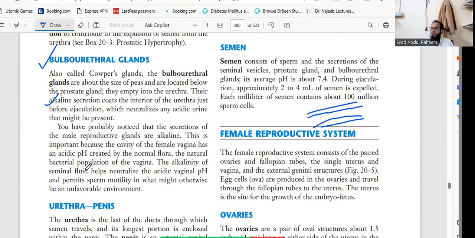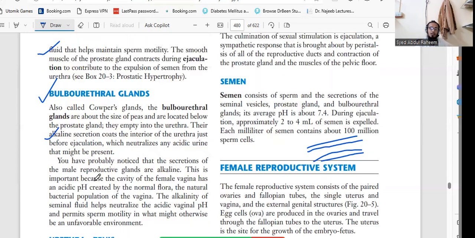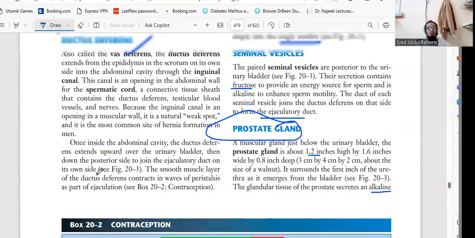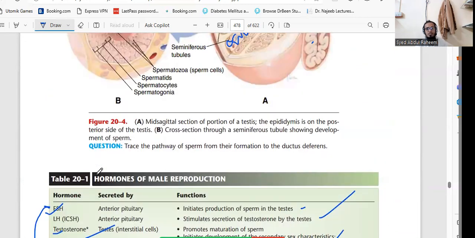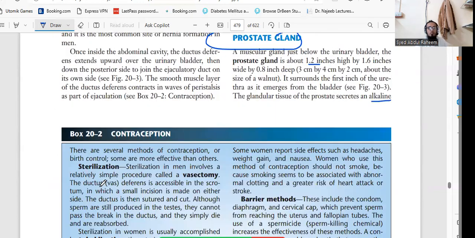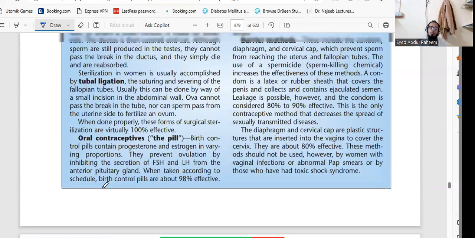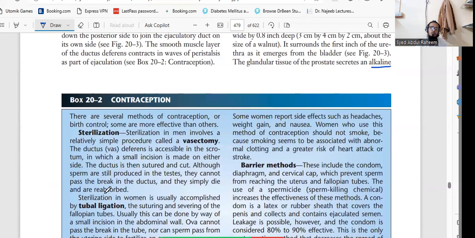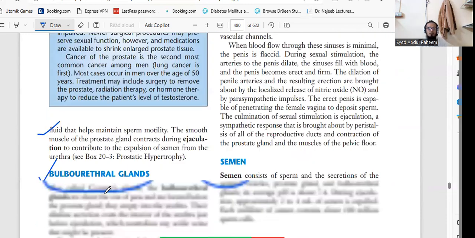Okay, egg fertilization will happen. But here the pH level is high, alkaline in nature. What will happen? This pH level will kill these sperms. So we need to maintain the alkalinity. That's the reason every gland has this alkaline nature, even the seminal vesicles, bulbourethral secretions, or the prostate gland, everything, to maintain the alkalinity.